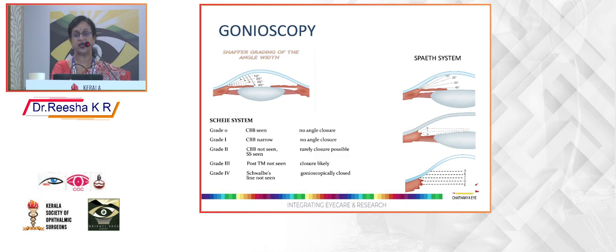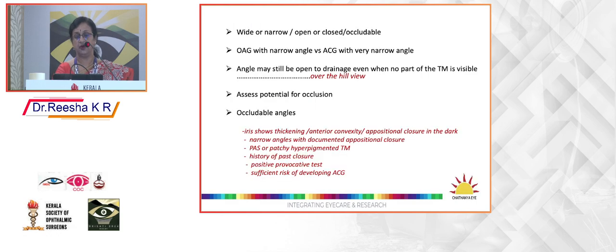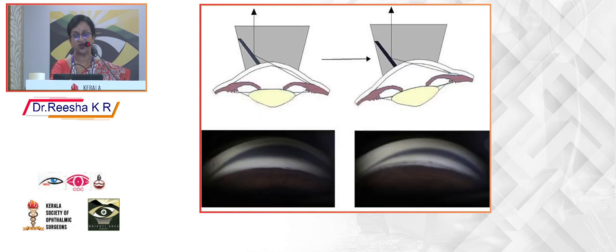So Spaeth looks into the angle width as well as looks into the plane of the peripheral iris configuration and looks into the level at which the root of iris inserts. So it's probably better. So thereby we classify into open or closed angles, occludable angles, and in the occludable angles whether they have potential for closure, which is revealed by either indentation or manipulative gonioscopy.